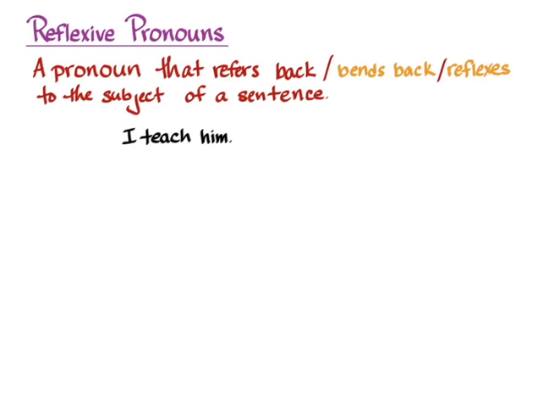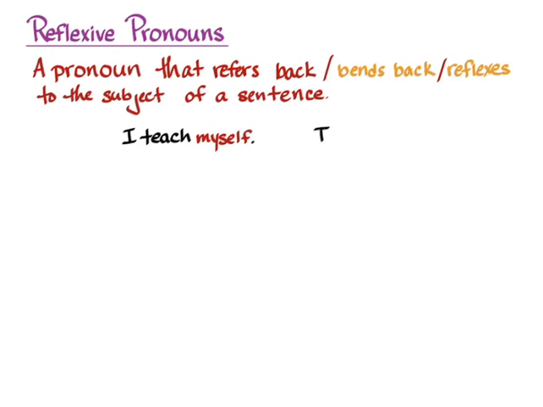So in the sentence, I teach him, I am the subject, and him, that's some other person that I'm teaching. If I want to talk about teaching the same person as is the subject of this sentence, English doesn't let us say, I teach me. That doesn't sound right, and it isn't correct in English because it's using just a regular personal pronoun instead of a reflexive pronoun. English has reflexive pronouns too, so the correct way to say this would be, I teach myself.